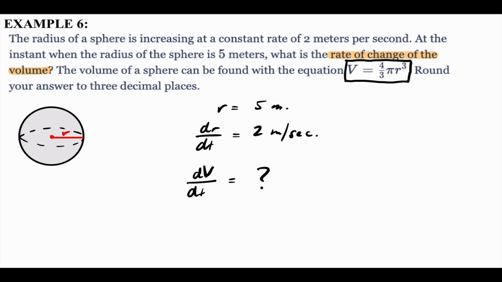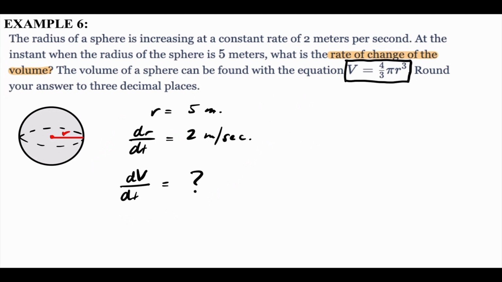Because they don't ask us what the volume is. We could find the volume. I could plug in 5 for R and get the volume. I might need to do that later. But we don't really need to know what the volume is right now. If, like I said, we need to find the volume, just plug in 5 for here, and you got the volume. Okay. So that's everything we know, everything we need to know.